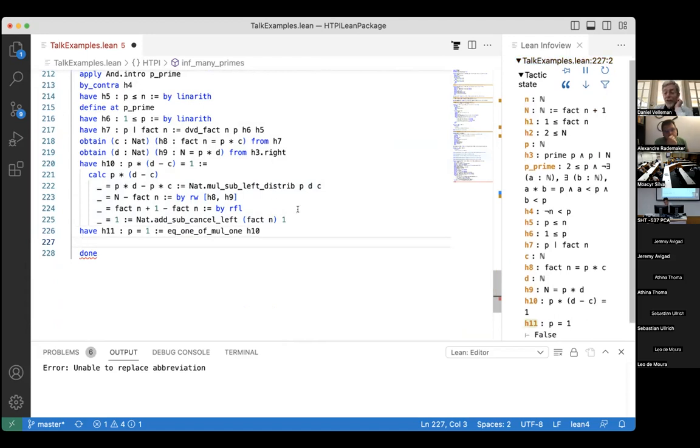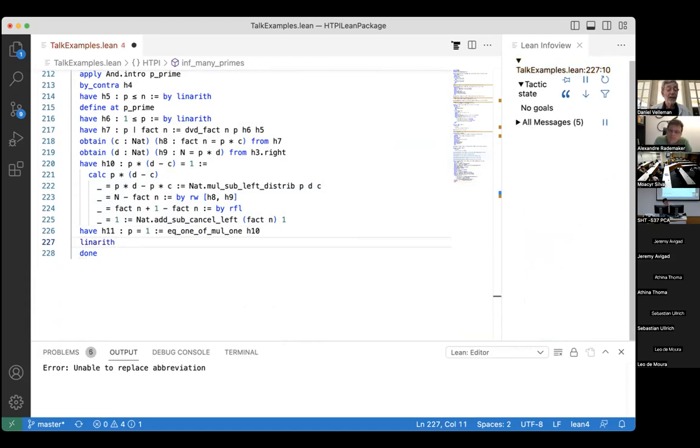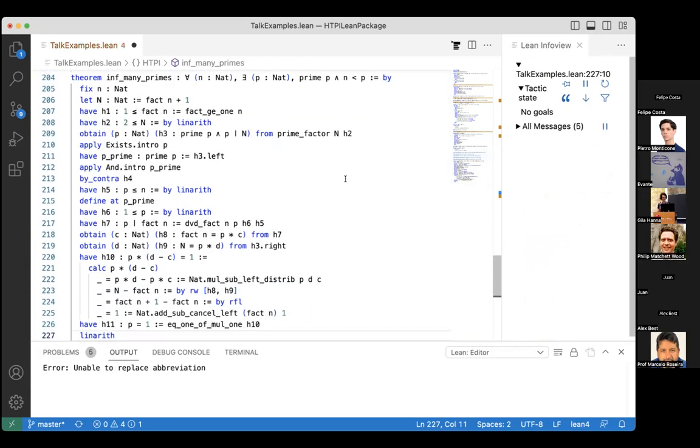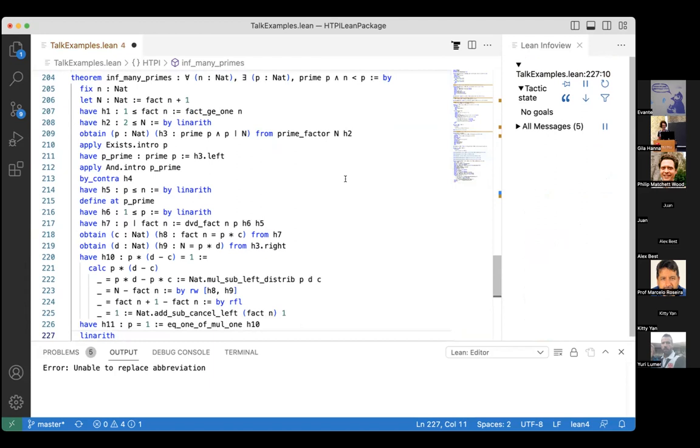And now I have a contradiction because I have p equals one, and I also have up here in p prime that p is at least two. And again, this is a contradiction that follows from just simple inequality reasoning that the linarith tactic can figure out. So there's a not really hard proof, but a proof of a significant mathematical fact that there are infinitely many primes.